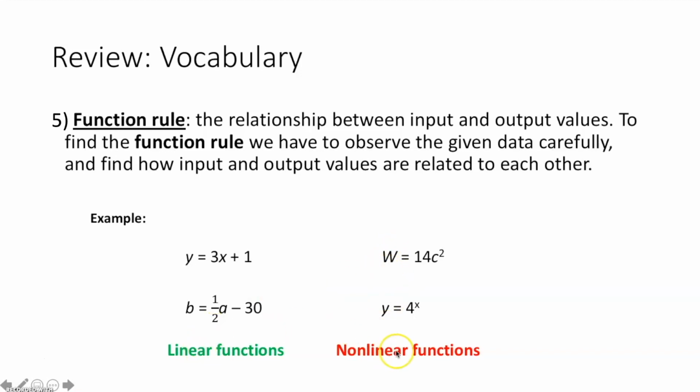Now, in terms of linear and nonlinear functions, we're going to talk about this in a second, but I want you to note, looking at the function rule, for a linear function, those independent variables have an exponent of 1, x to the first power, a to the first power. For nonlinear functions, you're going to have exponents that are not equal to 1 for your given independent variables. Here, our independent variable c has an exponent of 2. Here, x is actually our exponent in this case. Both of these represent nonlinear functions, meaning that their graphs would not be straight lines. These graphs would be curves, whereas the graphs of these function rules would be lines.